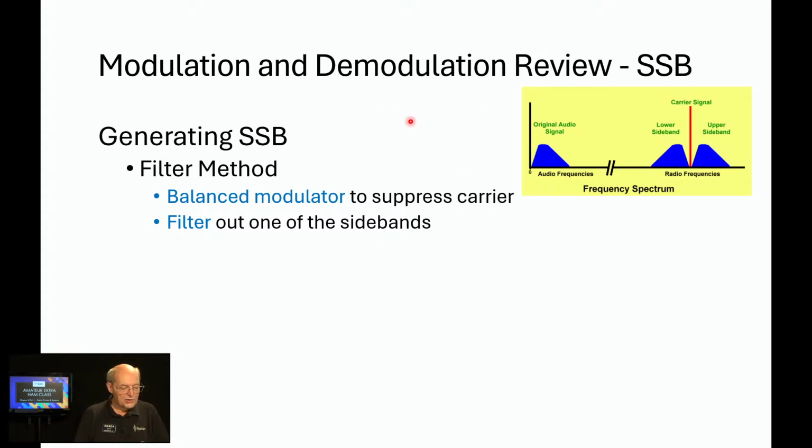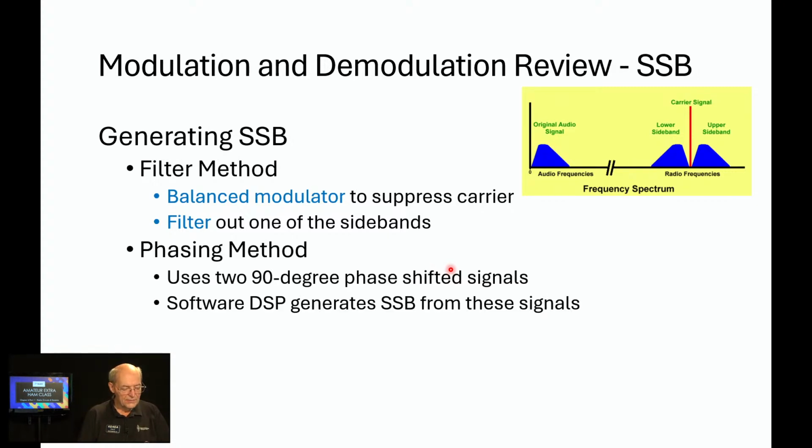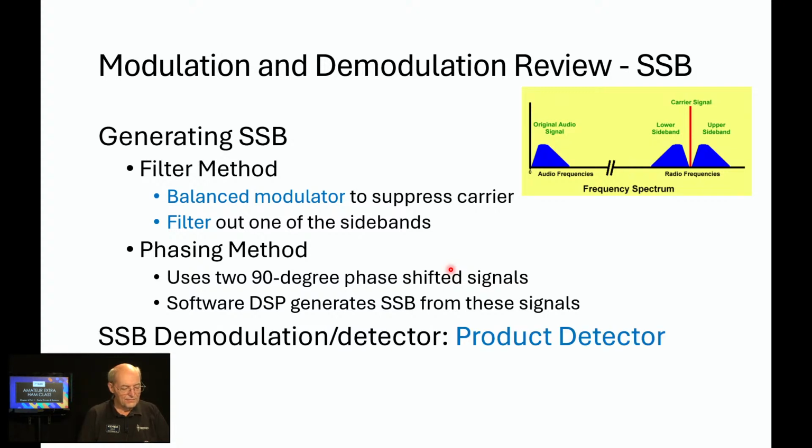Now, modulation of single sideband. Remember we talked about the filter method, the balanced modulator, and the phasing method. And as said previously, for demodulation of single sideband, we use a product detector.